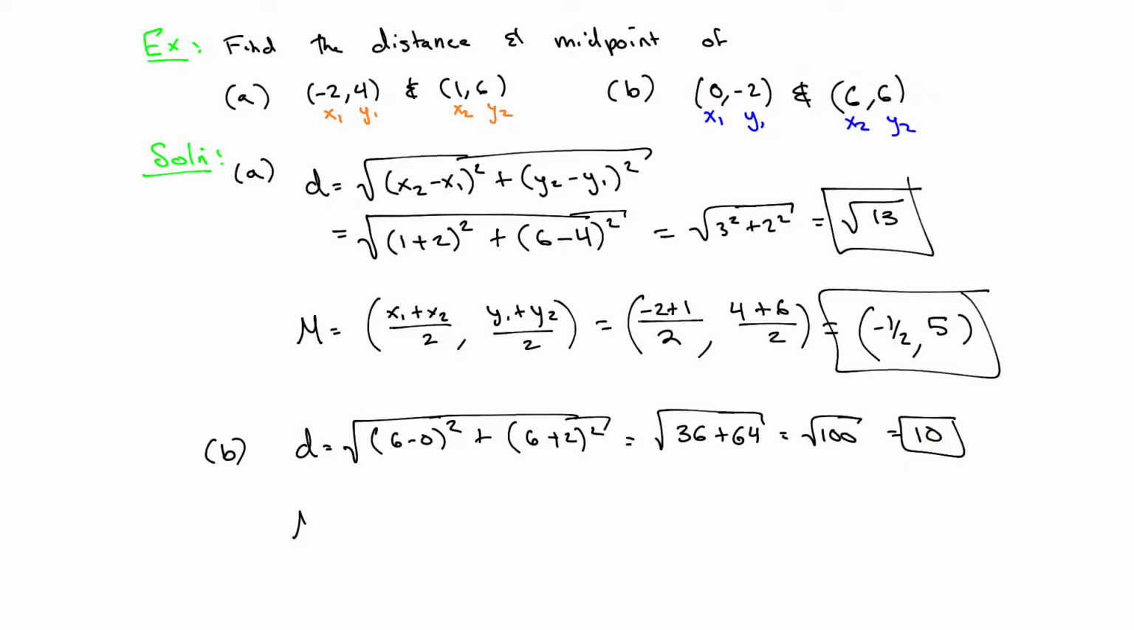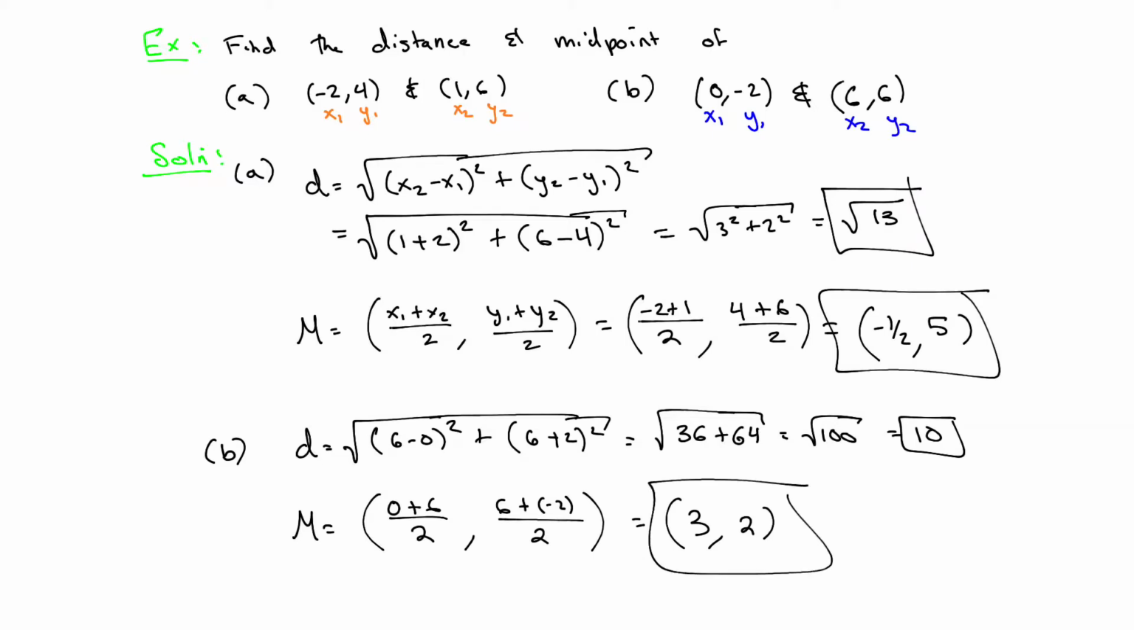The midpoint is going to be x sub 1 plus x sub 2, so 0 plus 6 divided by 2. And then the y coordinate is going to be 6 plus negative 2 divided by 2, which would be 3, comma, and then this is going to be 4 divided by 2, which would be 2. And that is our midpoint. All right, so technically that completes this lecture for section 1.1.